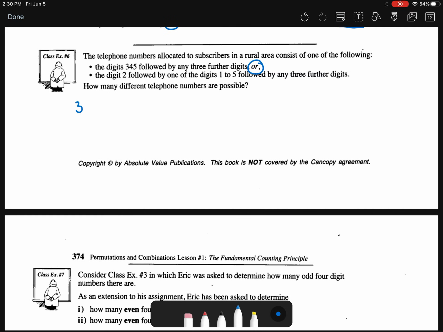So when I deal with that first scenario, they're telling you it starts with the number 3, 4, 5. That does not play into the calculation at all. Every number is going to start with 3, 4, 5. But then it's followed by any 3 further digits. So any 3 further digits, that's what I have to figure out. So if it's any 3 further digits, it's 10, 10, and 10. Okay. For the second scenario, it's the digit 2 and then followed by one of the digits 1 to 5. That's 5 options.